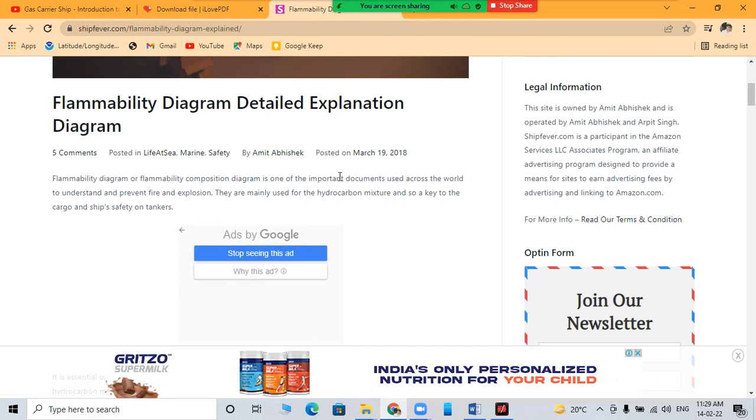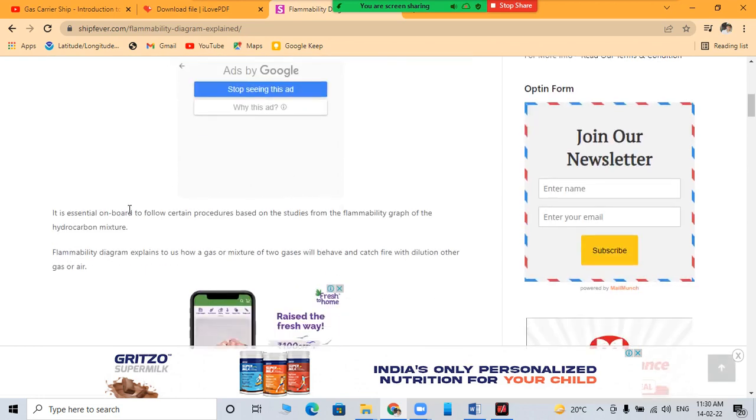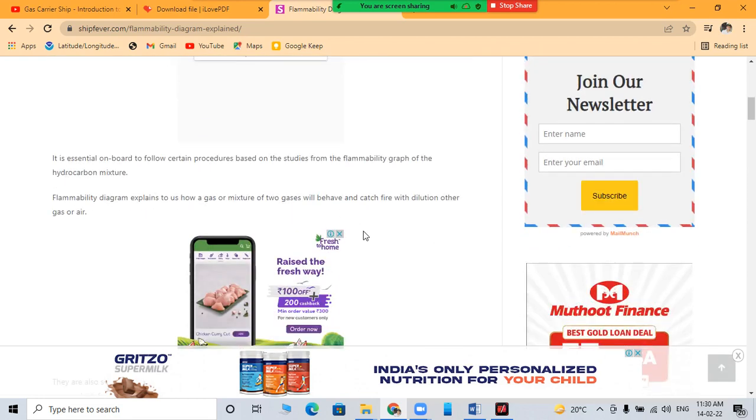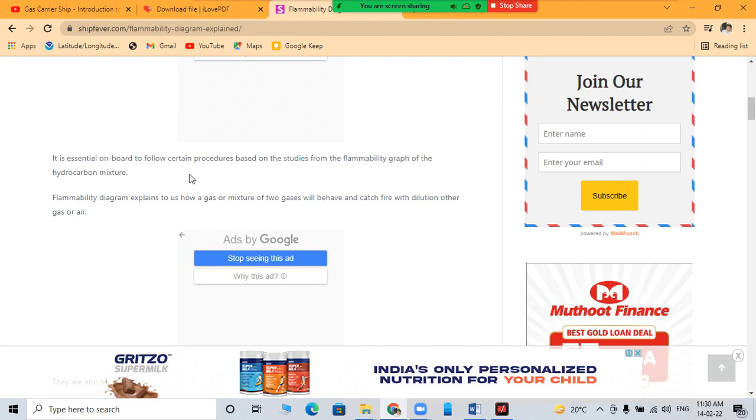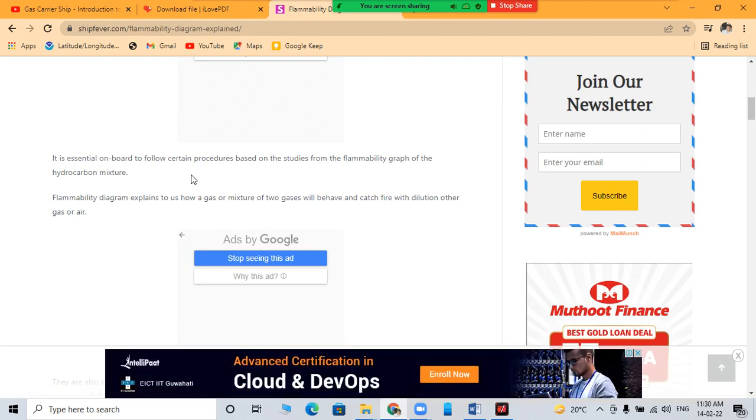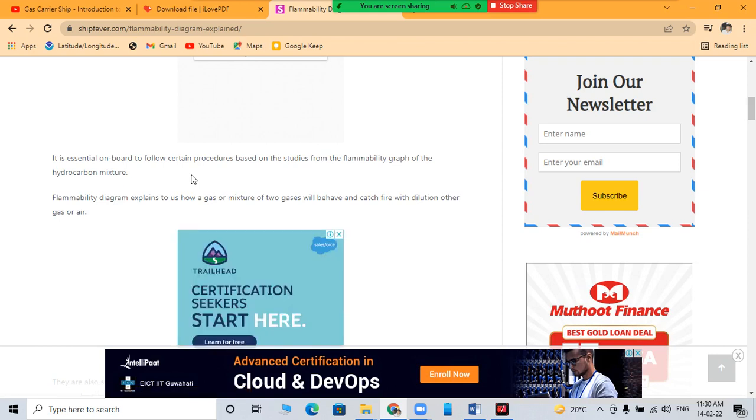These are mainly used for hydrocarbon mixtures and are key to the cargo and ship safety on tankers. On tankers, this is the important part. It is essential on board tankers to follow certain procedures based on the studies from the flammability graph of the hydrocarbon mixture. The flammability diagram explains how a gas or a mixture of two gases will behave and catch fire with the dilution of other gases in the air.